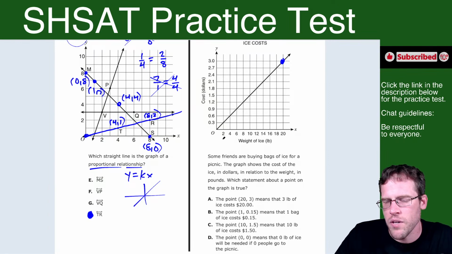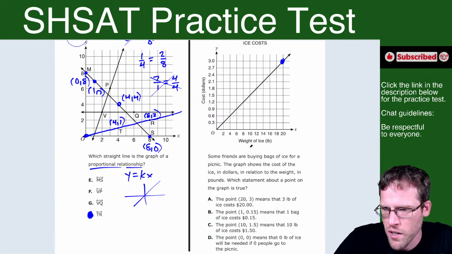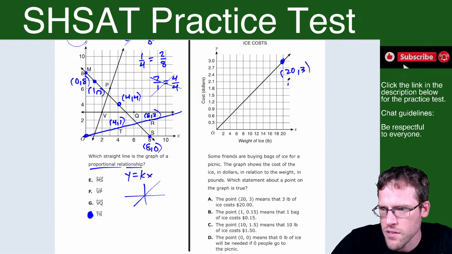So now we have to make sure we understand what this means. It means that 3 pounds of ice costs $20. No. You see how 20 is the weight. So let me actually write this in. Like (20, 3), this is the weight.